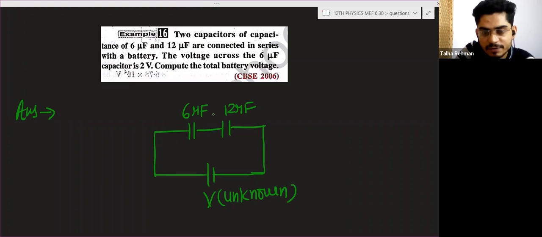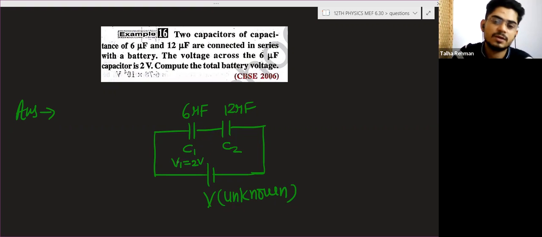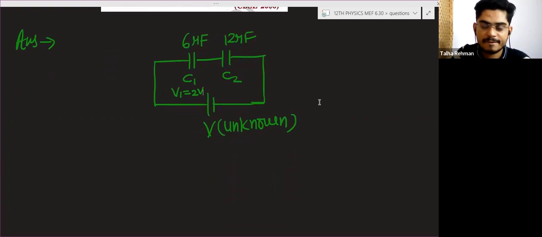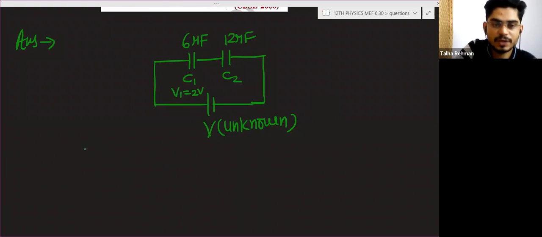But we know the voltage across this. Supposing this is C1, this is C2. V1 is given to us as 2 volts. So simple. Calculate the equivalent capacitance first.